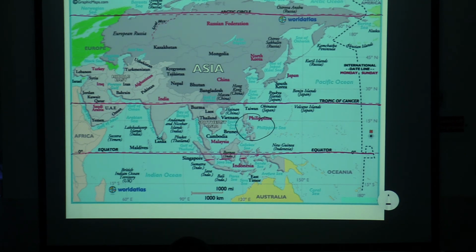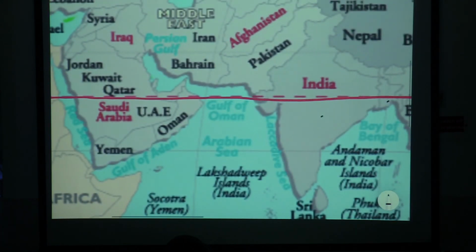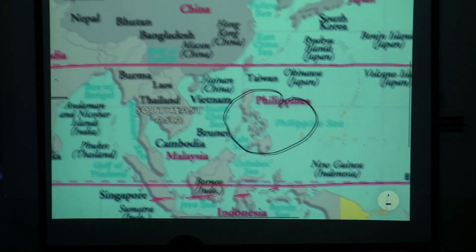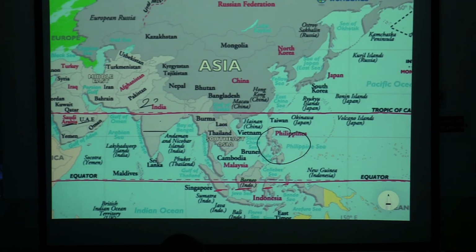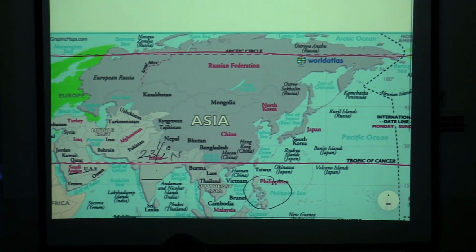So China, Myanmar, Bangladesh, India, and in Southwest Asia, you can easily notice Oman, UAE, Saudi Arabia. Saudi Arabia, UAE, Oman, India, Myanmar, China. 23.5 degrees north. And Arctic Circle, no prize for guessing, is only with Siberian Russia.